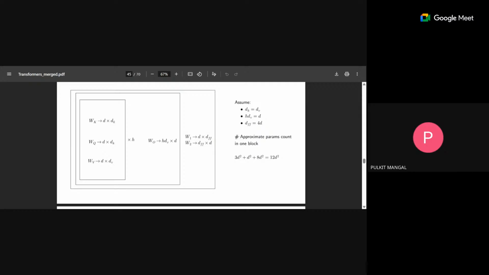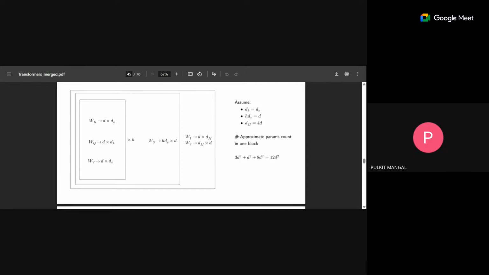So is the parameter calculation clear, how we calculate it? Sir, is this a standard formula, I mean, a standard computation for this? Yes, this is a standard computation, assuming these things hold.